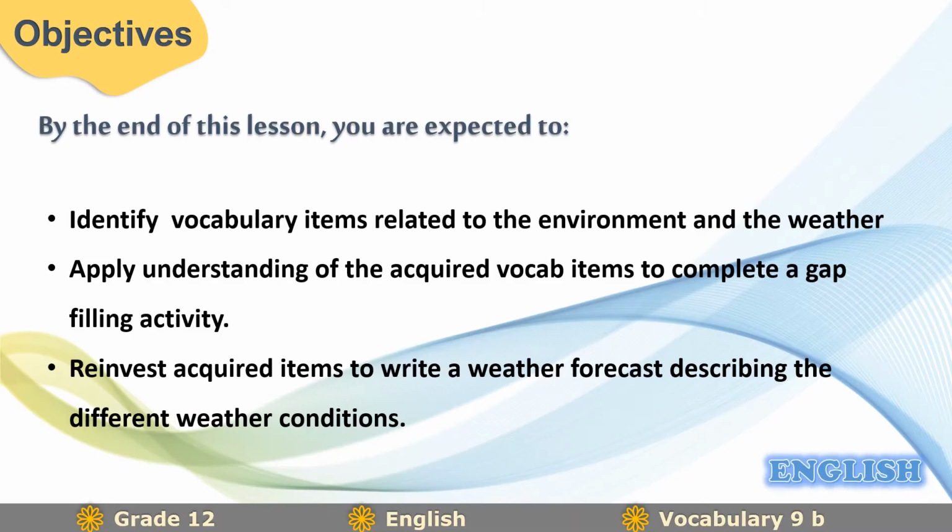In today's lesson we are going to cover three objectives. By the end of the lesson you are expected to, one, identify vocabulary items related to the environment and the weather. Two, apply understanding of the acquired vocabulary items to complete a gap-filling activity. And the third objective is to reinvest acquired items to write a weather forecast describing the different weather conditions.